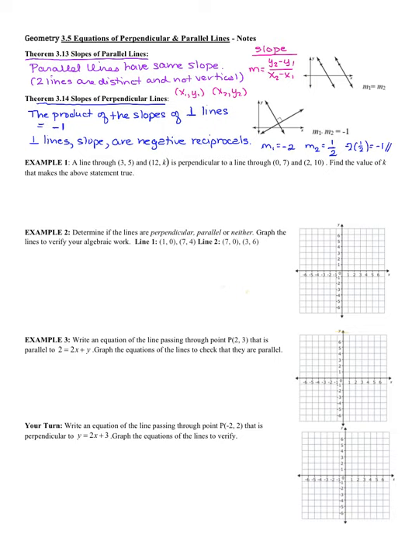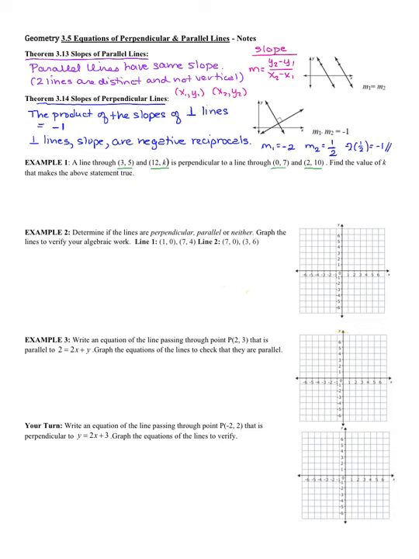All right, so we're going to look at some of the algebra behind this. So let's do some problems here. Our first example says that we have a line and it passes through the point (3, 5) and through this point (12, k), and it is perpendicular to a line that passes through (0, 7) and (2, 10). And we want to find the value of k that makes that a true statement.